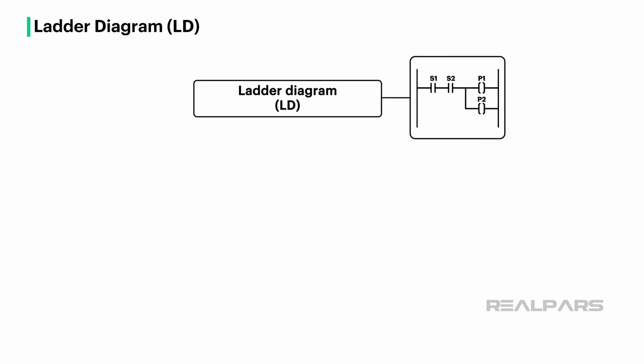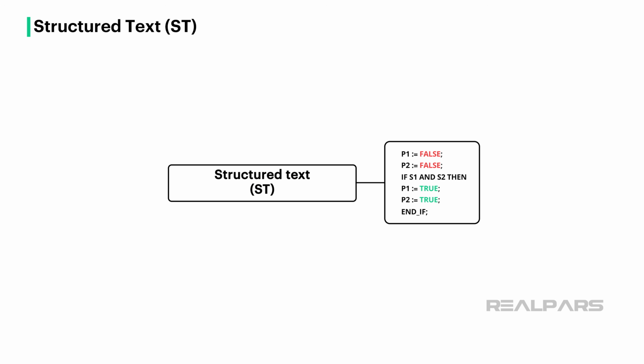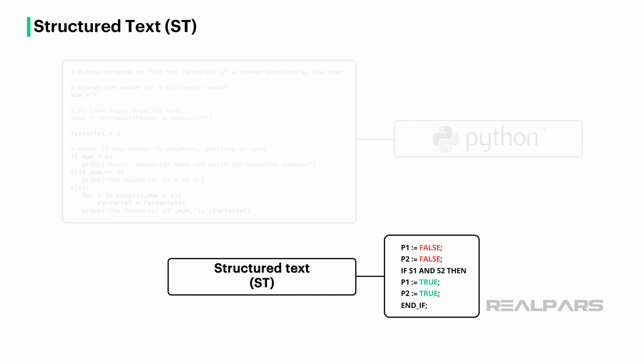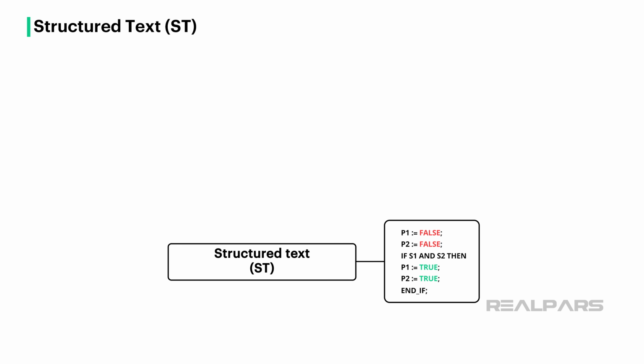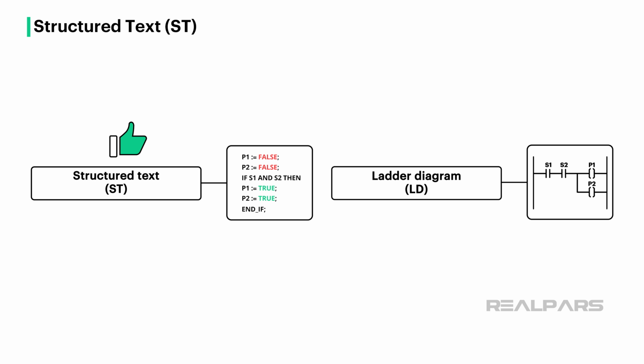Now that we know what ladder diagram is, let's see how it compares to the other IEC 61131-3 programming languages. Structured text, or ST, is a text-based PLC programming language. It is generally preferred by people with traditional programming backgrounds because of its similarity to higher-level programming languages like Python. Structured text is much better than ladder diagram for specific tasks.